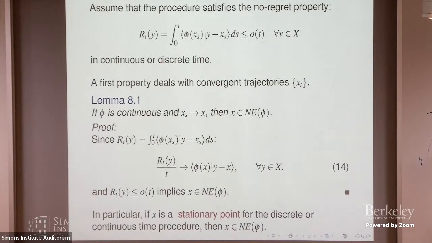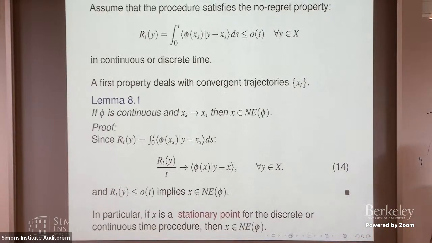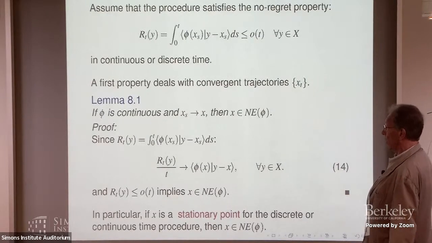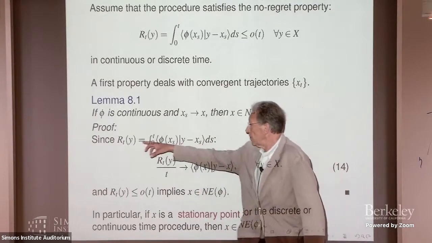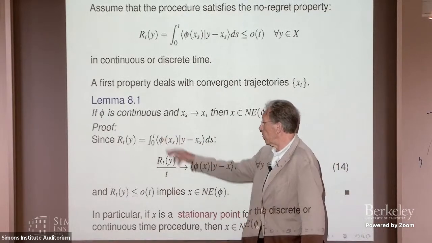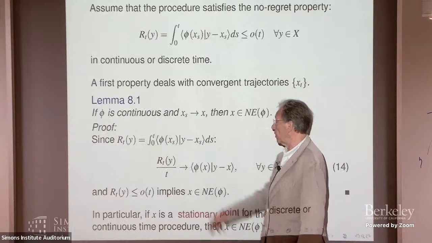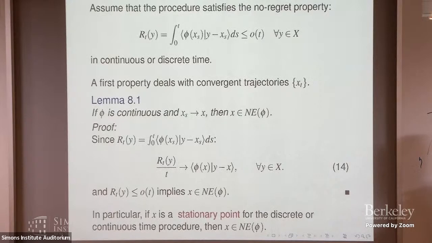And now two properties. Assume that you have a procedure that satisfies the No-Regret property. It means that this is a little o of t, in continuous or discrete time. First of all, if the trajectory converges, then it will converge to a Nash equilibrium or to a solution of SE, because you have this, this converges to phi of x, this converges to x, divided by t, this goes to 0. Then you take the average. All these terms converge to phi of x, so you have this. So this is negative. In particular, if you have a stationary point, then it's an equilibrium.